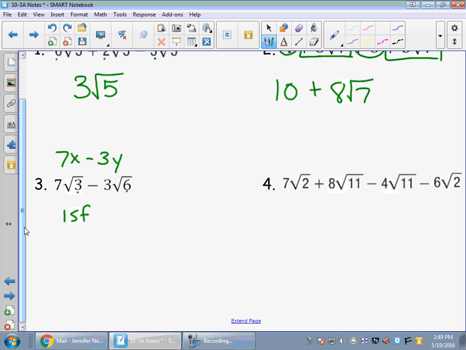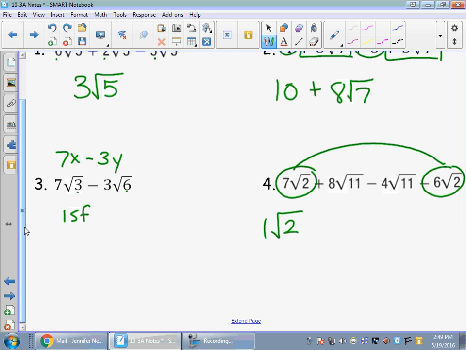So for number 4, looking at this, there's a couple different like terms. I am seeing a 7 root 2 here, and I'm seeing a negative 6 root 2 here. Just remember the signs. So I have 7 of that ugly decimal out in front, negative 6. I have 1 root 2 left over. So you can put a 1 out in front. You don't need it. I don't care either way.